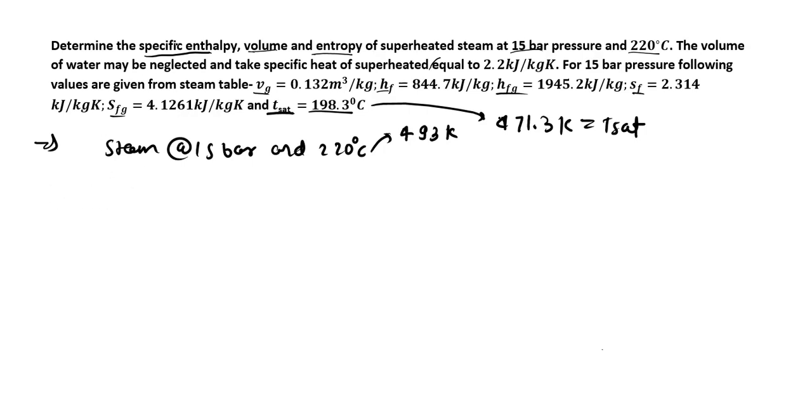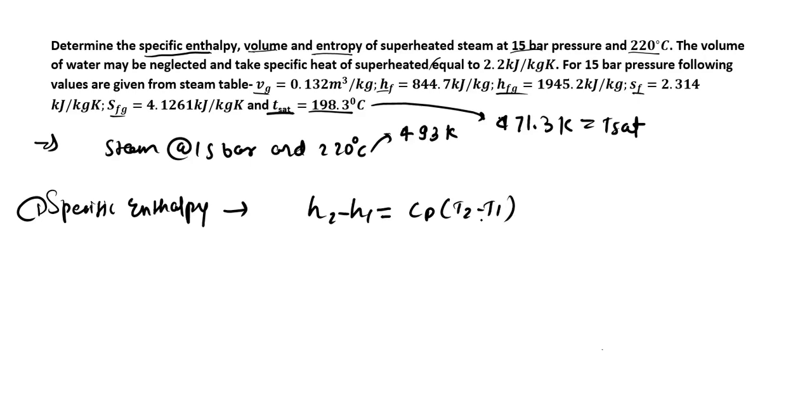We want to determine the specific enthalpy for the superheated steam, so we solve for that first. If you know the relation for the specific enthalpy of superheated steam, it will be very easy to find out. The relation is nothing but H2 minus H1 should be equal to Cp into delta T, which is nothing but T2 minus T1.